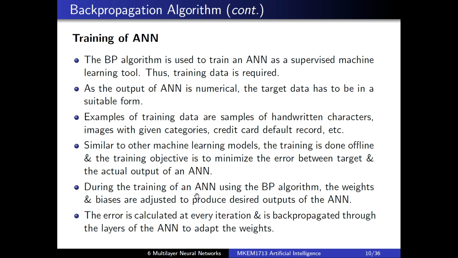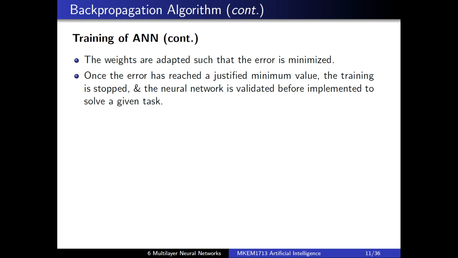During the training of an artificial neural network using the backpropagation algorithm, the weights and biases are adjusted to produce desired outputs of the artificial neural network. Error is calculated at each iteration and is backpropagated through the layers of the artificial neural network to adapt the weights. So error here is a measure of difference between the output of your artificial neural network model and the desired output. The weights are adapted such that the error is minimized.